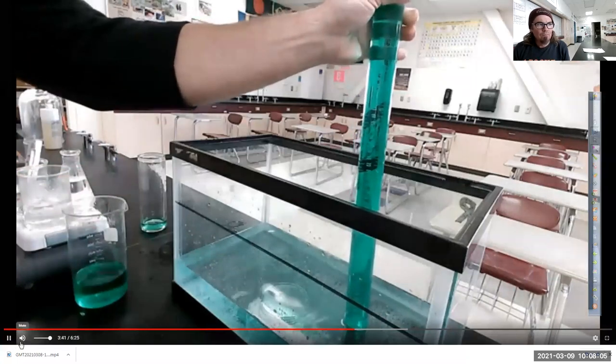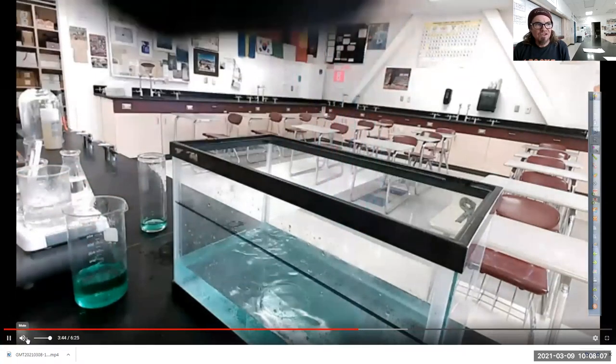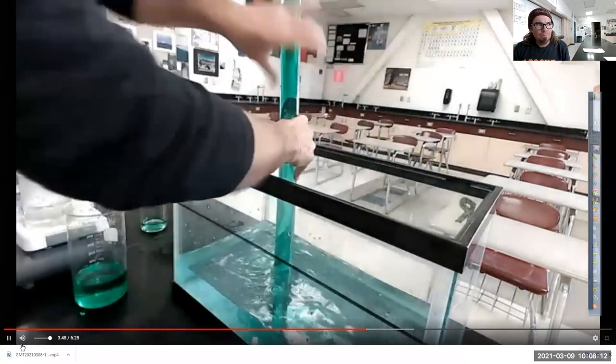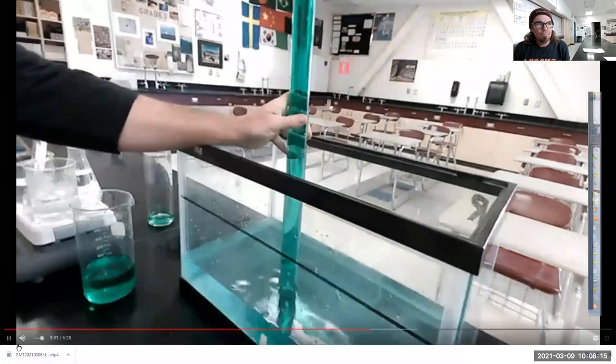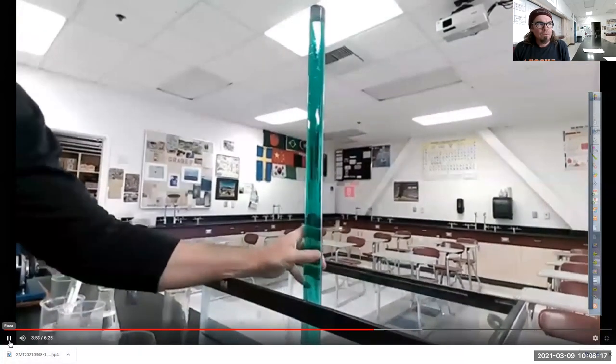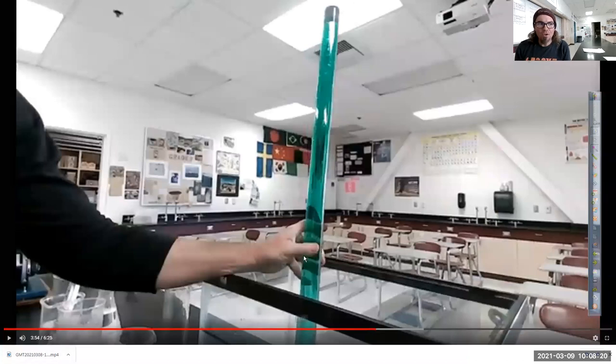Filled it up, put my hand over the top of it, and then stuck it down into the aquarium. Okay, I'm not holding it. You can even see it's kind of bent over a little bit. It's the bottom of this glass tube is not pressed against the bottom of the aquarium. The bottom of this glass tube is just down inside the water that's in the aquarium, and yet the water doesn't fall out of the tube. So what is our reason for that?